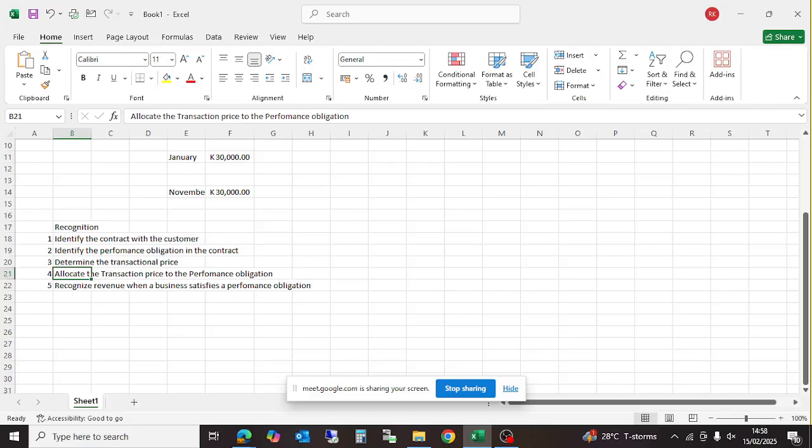Okay. Number five, recognize revenue when a business satisfies the performance obligation. This is very good. In our example, we said we paid for cement in January, 200 bags at 150 kwacha. Total will be 30,000 kwacha. And then we only got the cement in November. So according to International Financial Reporting Standard 15, we are only supposed to recognize the revenue in November, when we actually fulfill our performance obligation.